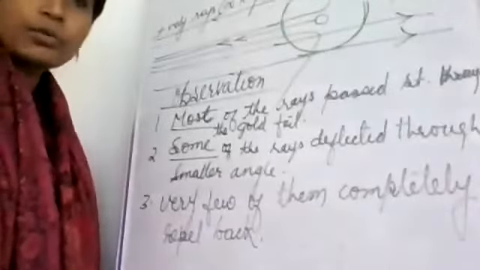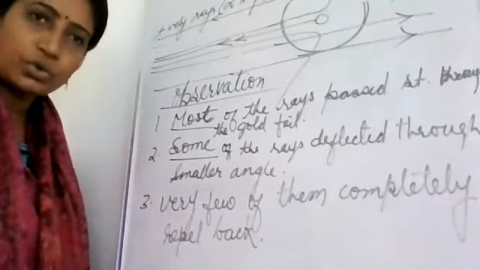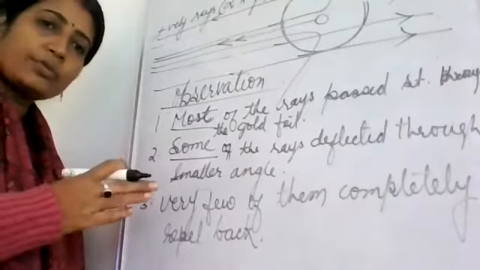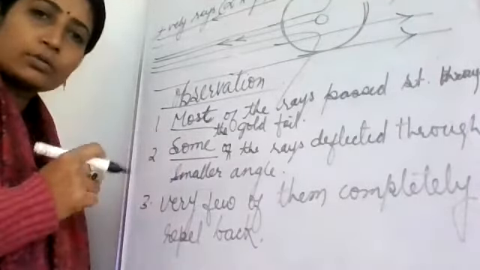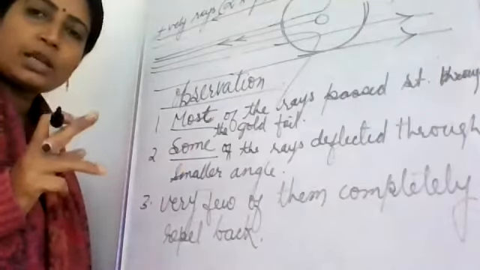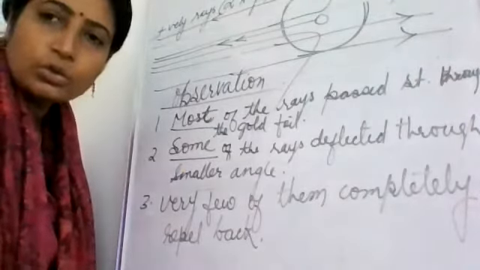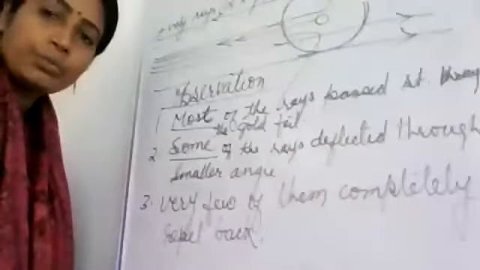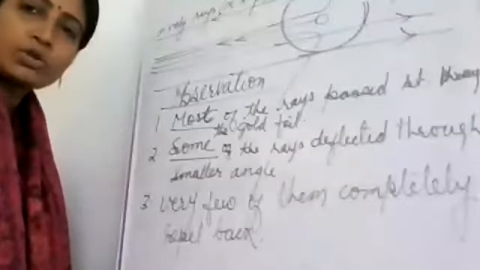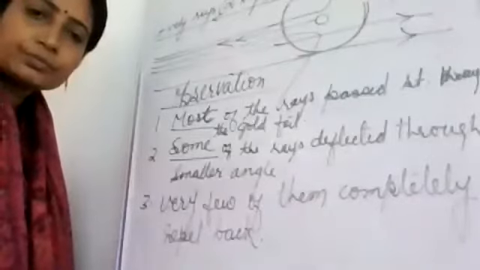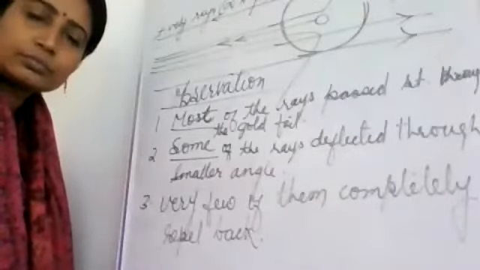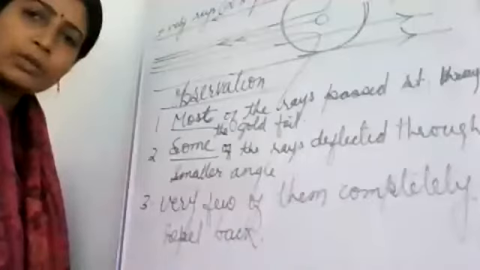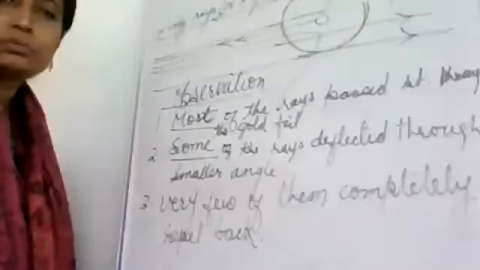Okay. So what was the observation? According to Thomson's model, what should be the observation? Most of them should repel back. होना क्या चाहिए था? Most of the rays should repel back. But what was the observation?